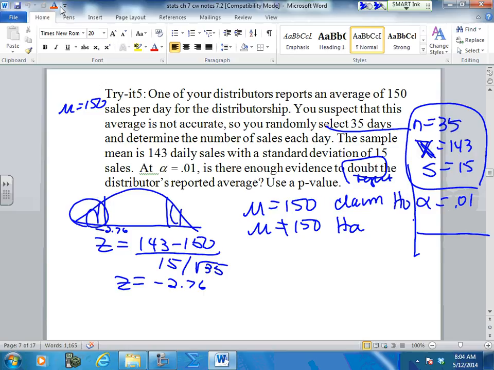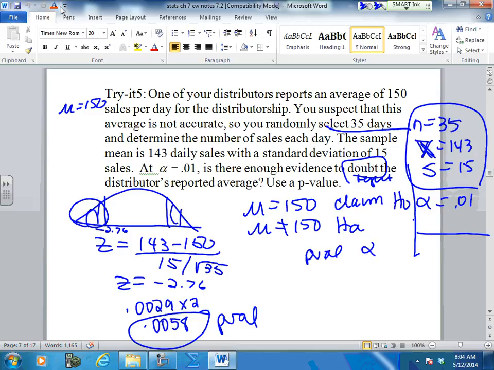So, 0.0029 multiplied by 2. Okay? This is your p-value. Question? No? Okay. So now, your p-value compared to your level of significance. 0.0029 times 2 is 0.0058, and here's your level of significance, 0.01. Fill it with zeros.